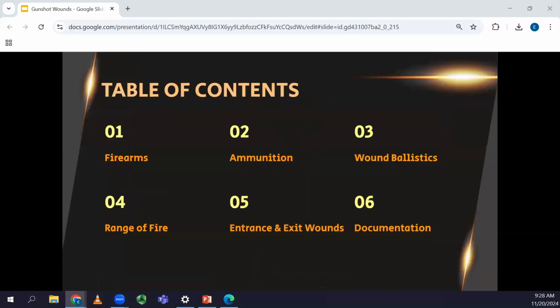First, I'm going to start with talking a little bit about firearms in general, ammunition. Then I'm going to jump into wound ballistics specifically, and then how what we document in our charts can help forensic specialists identify the weapon that was used and the range of fire, at what distance the weapon was discharged, and how they can determine entrance and exit wounds based on the information that we document. And then I'll end with the do's and don'ts with documentation.